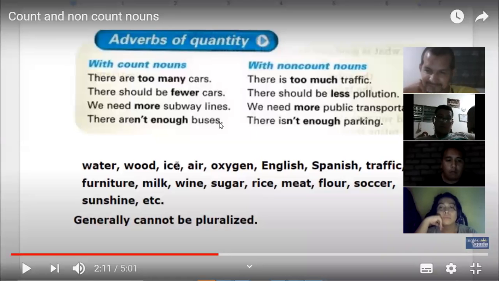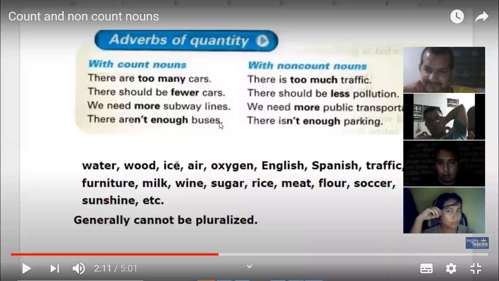All right, next one. I think we need more alternative transportation. More transportation alternatives. Yes. Or more means of transportation, yeah. Great. Number four, Herbert.